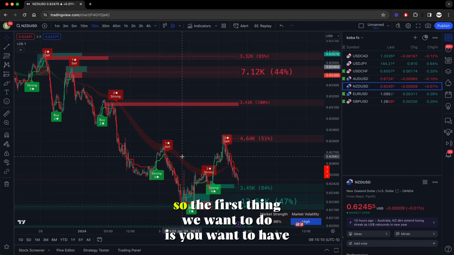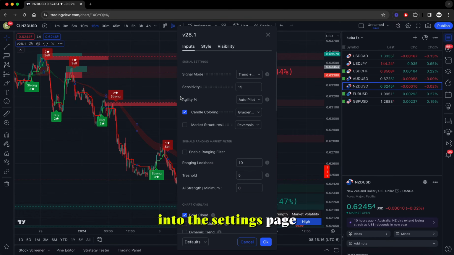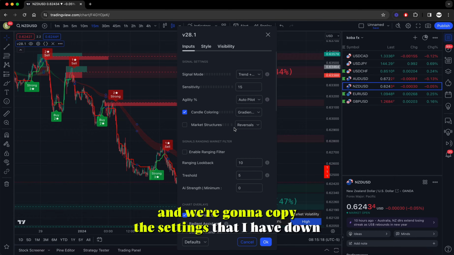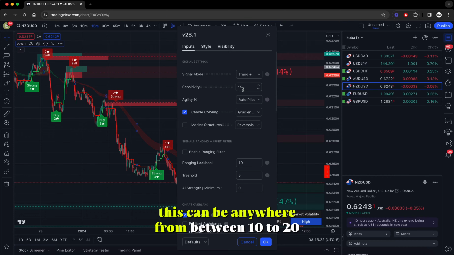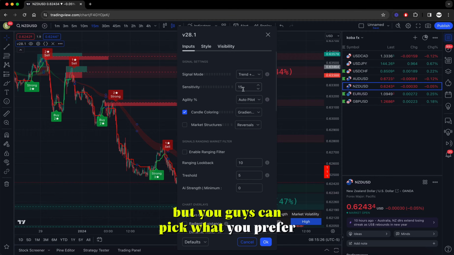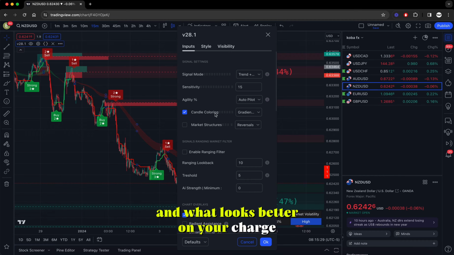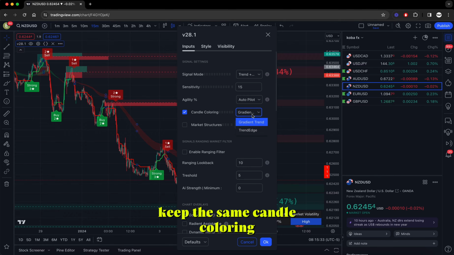Okay, so the first thing we want to do is have the same settings as I do on our charts right here. So we're going to go into the settings page and copy the settings that I have down. We have the sensitivity set to 15. This can be anywhere between 10 to 20. I like 15, which is the middle ground, but you guys can pick what you prefer and what looks better on your charts. The agility, I set to autopilot, keep it the same. Candle coloring, put it on gradient and trend.